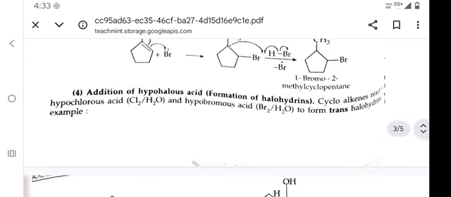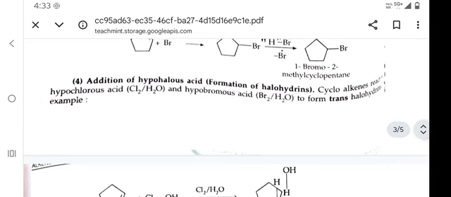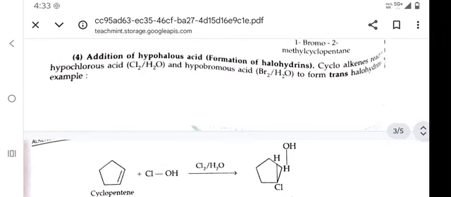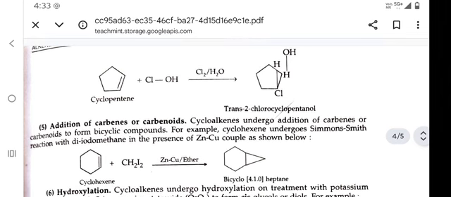Addition of hypohalous acid, formation of halohydrins. Cycloalkenes react with hypohalous acid to form the trans halohydrin. Example: cyclopentene reacts with chlorine and OH in presence of chlorine water. It gives trans-2-chlorocyclopentanol.